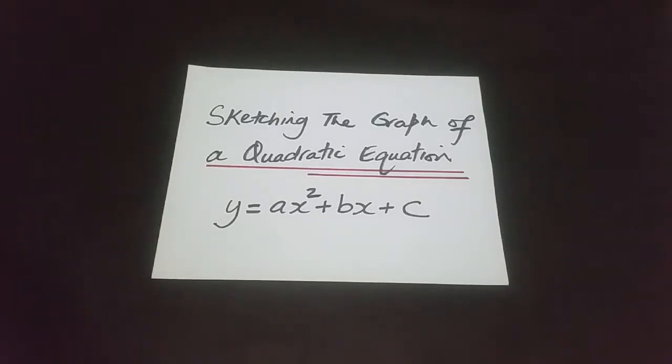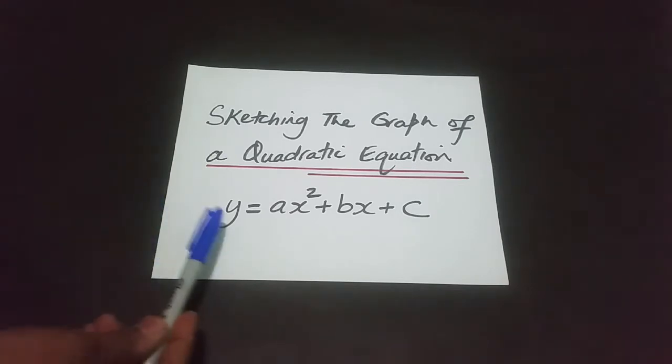Alright guys, welcome back, and what we want to be looking at today is how to sketch the graph of a quadratic equation. And notice that I have y equals ax squared plus bx plus c, and the reason why I have y here is because in order for you to sketch a graph on the axes, which is the x-axis and the y-axis, you have to have two variables to be able to do the plotting, and that would be the x and y variables.